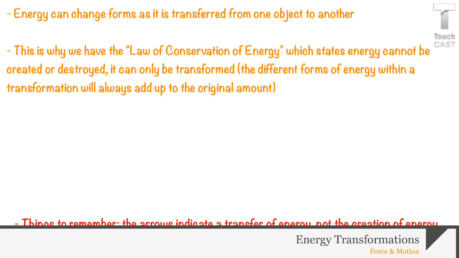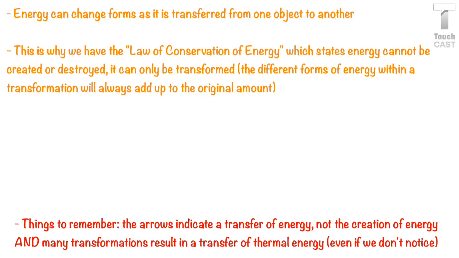Now, I mentioned previously that energy can be transferred from one object to another, and as that happens, it can actually change forms, and that is the definition of an energy transformation. The fact that energy can change forms is why we have the law of conservation of energy, which states that energy cannot be created or destroyed, it can only be transformed. And the different forms of energy within a given transformation will always add up to the original amount you started with. As 8th graders, you will be responsible for identifying transformations taking place in certain situations or scenarios.